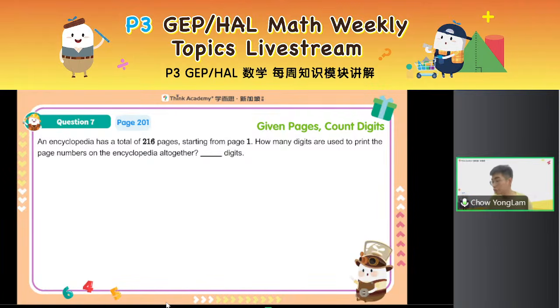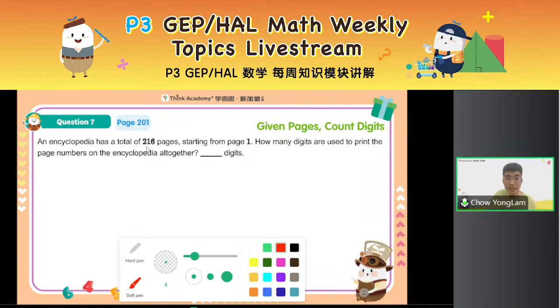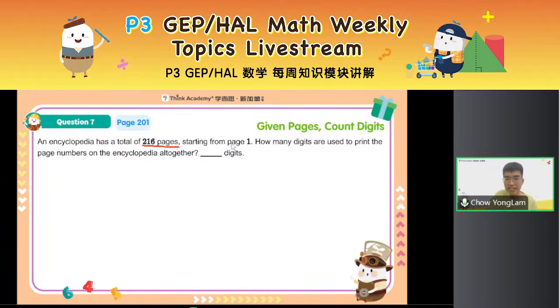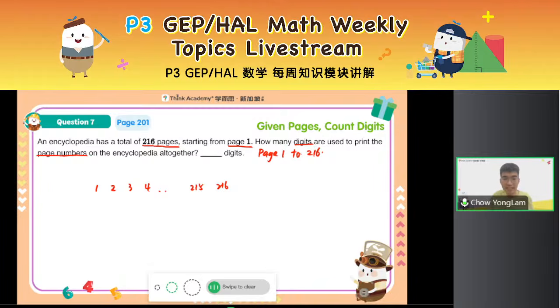Right, I am at page 201. Okay, I'm at page 201. Now, an encyclopedia has a total of 216 pages, starting from page 1. That means I will have printed page 1 to 216. Page 1 to 216. Okay, how many digits are used to print the page numbers altogether? So let's say I start from page 1. 1, 2, 3, 4, up to 215, 216. There are 216 numbers. How many digits did I use on all these numbers? How many digits have I written?